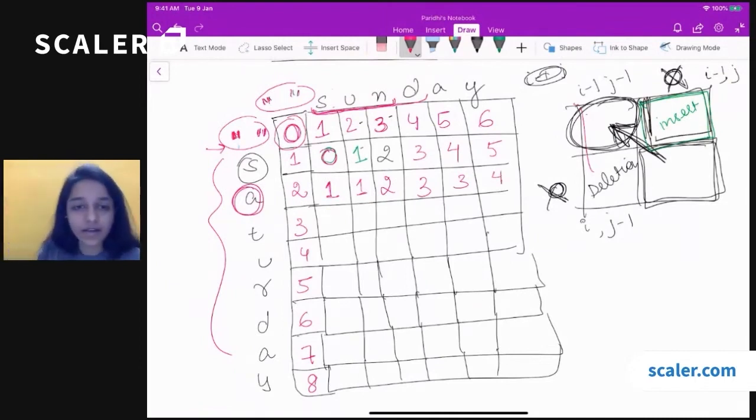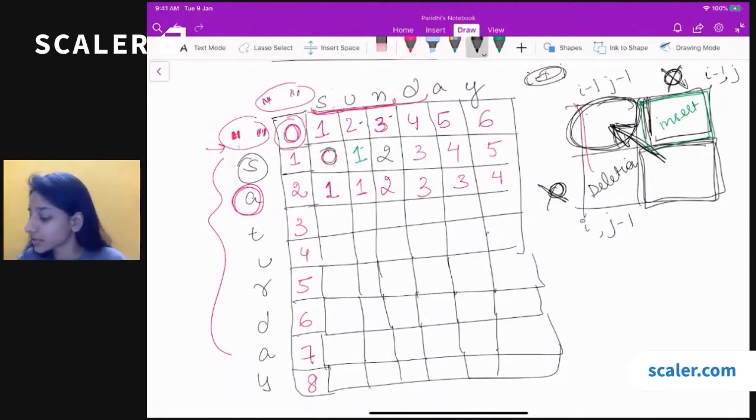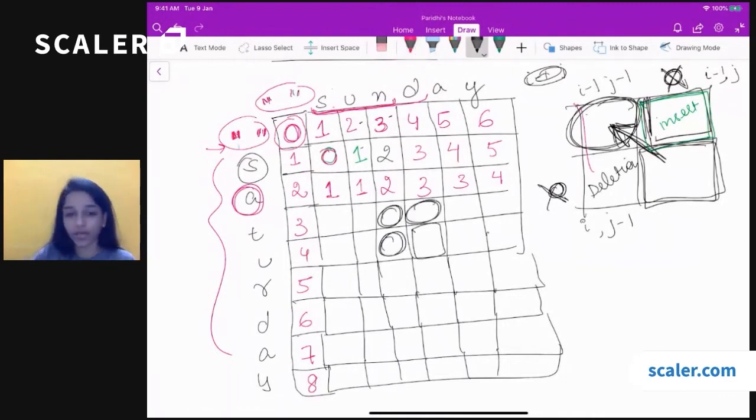Likewise, shall I fill the complete table or does it make sense now? Is it clear that we have to take the minimum of the 3 cells? If you are standing at this cell, it is the minimum of this, this, or this. Okay, so let's code it. And finally we'll get our result at this location.